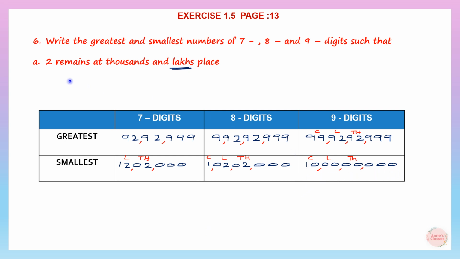Now let's put 2 in the thousands and the lakhs place. So thousands place is here. Ones, tens, hundreds, thousands. So remove this and put 2 in that place. Similarly, go to the lakhs place, remove the 0 and put 2 in that place. So now let's read the number. 10 crore 2 lakh 2,000. So we found the smallest 9-digit number with 2 in the thousands and the lakhs place.